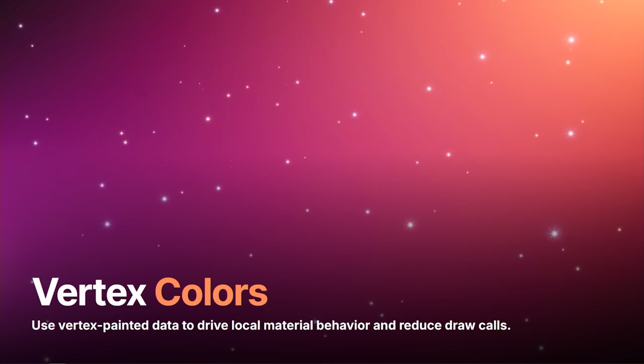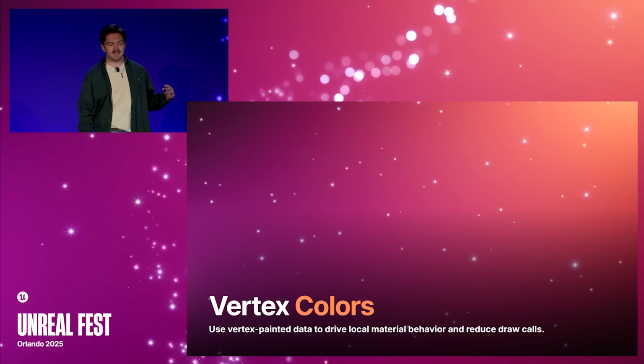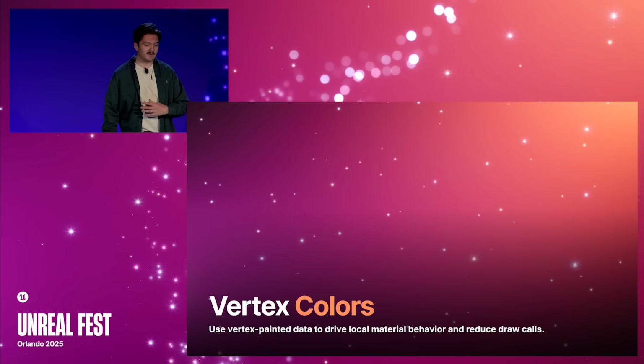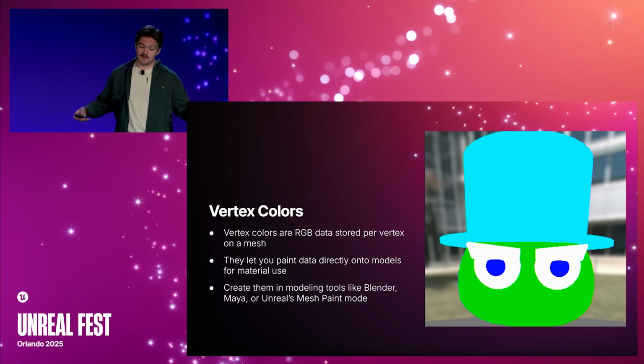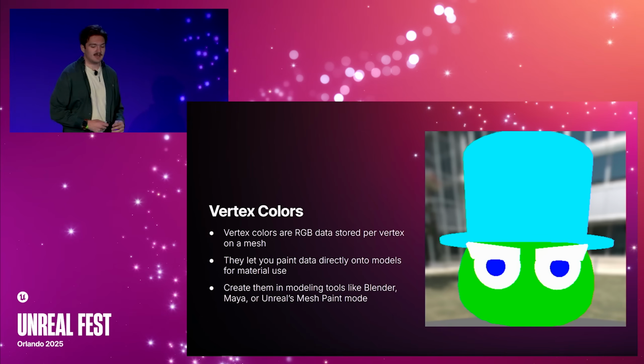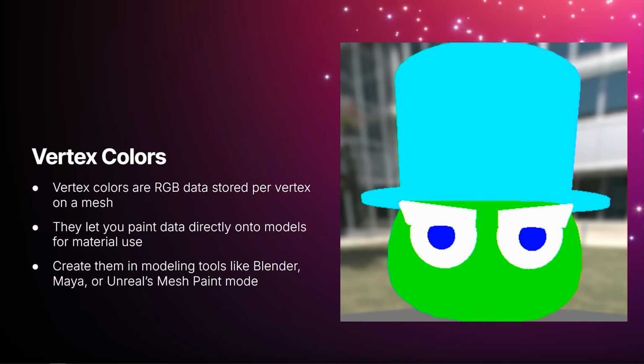So now going into more of the optimization end, I wanted to go over vertex colors. So vertex colors are RGB data that is stored in each vertex of a mesh. You can paint directly onto the models with these vertex colors, and you can do it in something like Blender or Maya or Unreal's Mesh Paint, and then the shader itself is able to read that.